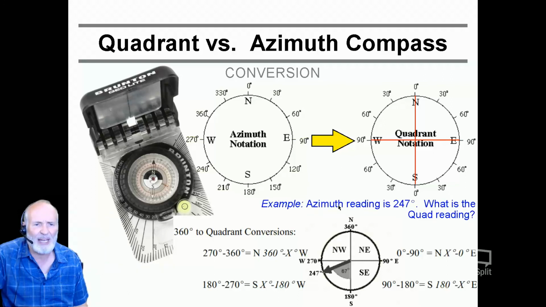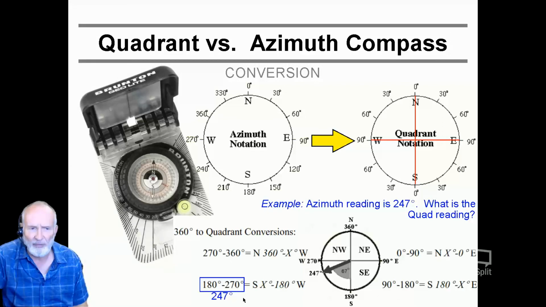So let's say your azimuth reading is 247, like shown in this picture here. What's your equivalent quad reading? So first, let's see which range you fall into. 247 falls into that range, 180 to 270. All right, so I'm going to use this equation. What do I need to do? Well, where you see the X with a degree sign, this is where I need to plug in my 247 right there, and then subtract 180 from that. Well, that was easy, right?